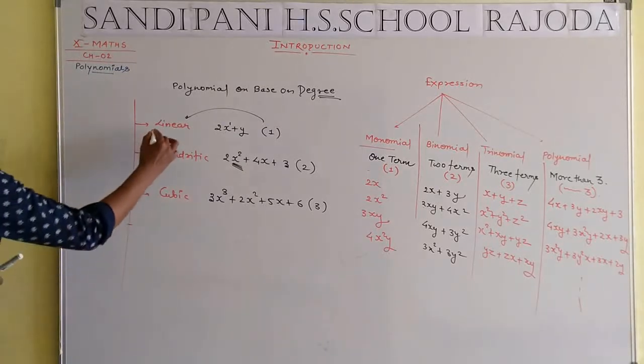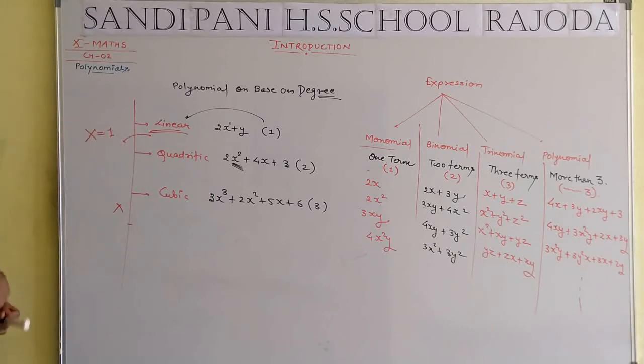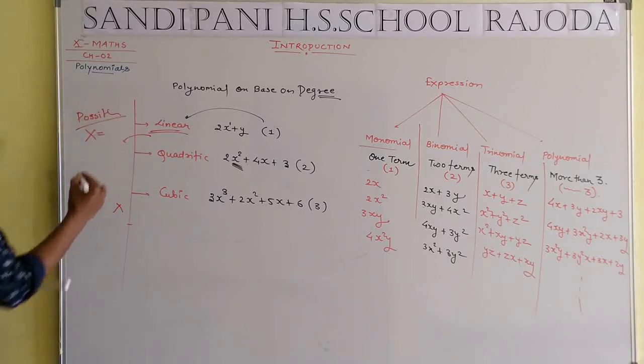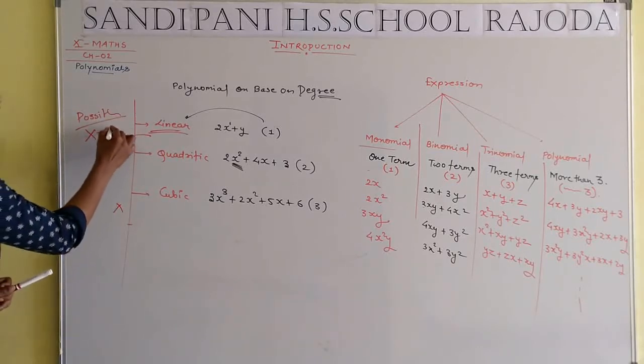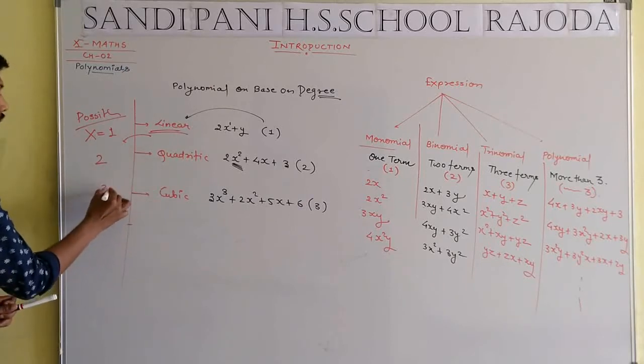In the case of linear, we get one solution for x. That means the possible values of x will be 1 in the linear case, 2 in the quadratic case, and 3 in the cubic case.